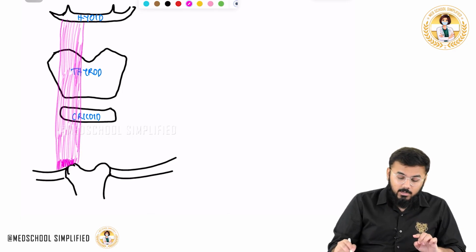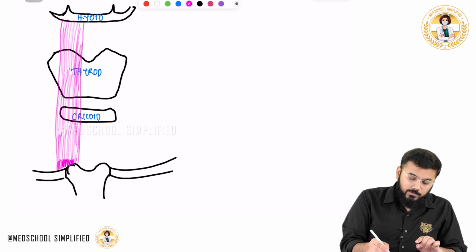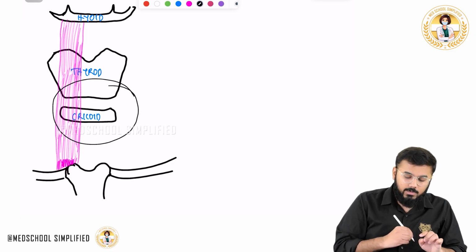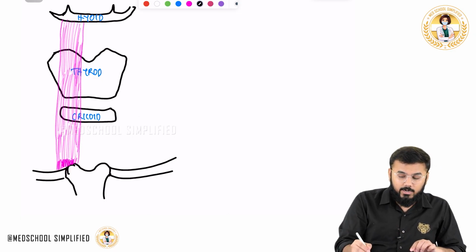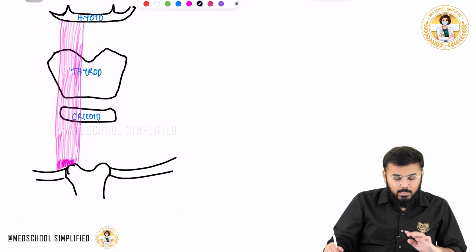Next, where is it located? Where is your thyroid gland? Your thyroid gland is somewhere here, right? So can I tell this muscle is located in front of the thyroid gland, right?